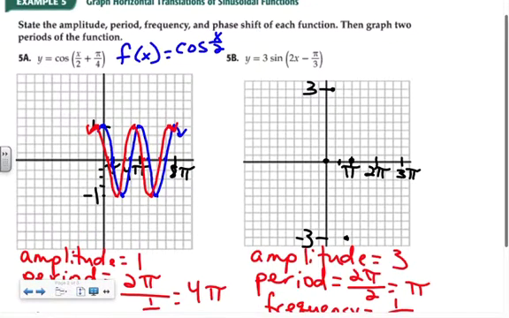And the instructions asked for 2 periods of the function, so I'm going to just redo those points. So I have another x-intercept at 2 pi, another x-intercept at 3 pi over 2. I have another maximum between pi and 3 pi over 2, so about here. And another minimum between 3 pi over 2 and 2 pi, about here.